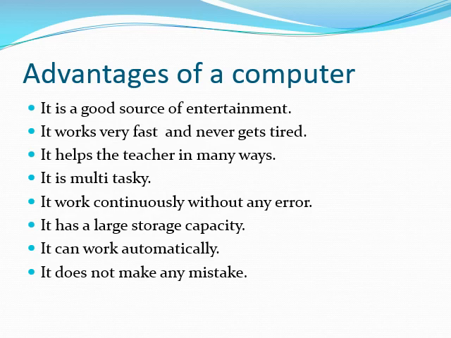On the basis of storage capacity, it has a larger storage capacity than a human being. It can store a large amount of information and it will never forget this information. Next one, on the basis of automation. Computer can work automatically. We have to give instructions to the computer, then only it can know what steps it has to follow. It will follow them automatically.